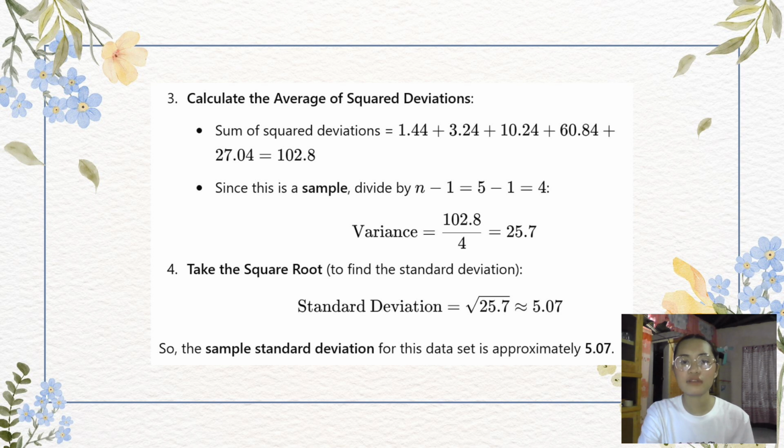So calculate the average of the squared deviations. The sum of squared deviations is 102.8. Since this is a sample, we divide by n minus 1, which is 5 minus 1, equal to 4. So the variance now is 25.7. Take the square root and it becomes 5.07, and so the sample standard deviation for this data set is approximately 5.07. So, what is the importance of z-scores in standardized tests?